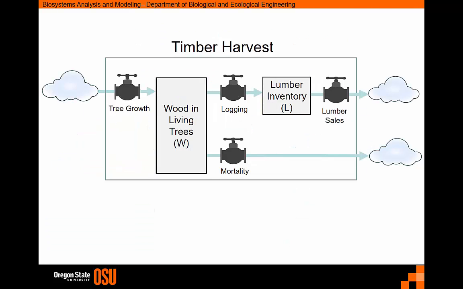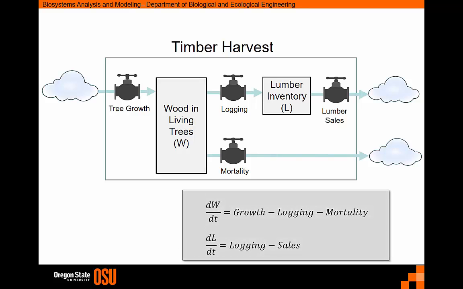Here's a systems model of a small woodlot producing timber for lumber sales. In this system, we have two stocks of interest: the wood in the living forest stored as live trees, and the harvested wood that has been milled into lumber for sales. The model captures important processes in this system, including tree growth contributing to the stock of living trees, with losses from logging and tree mortality, as well as processes affecting the lumber inventory, including inputs from logging and losses due to lumber sales.